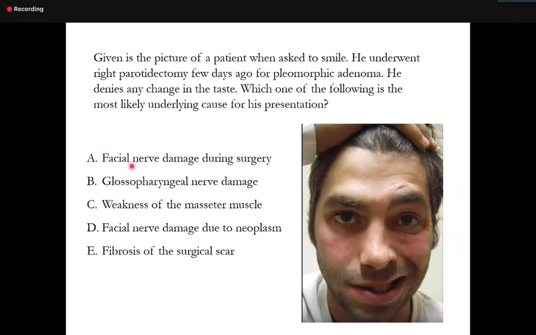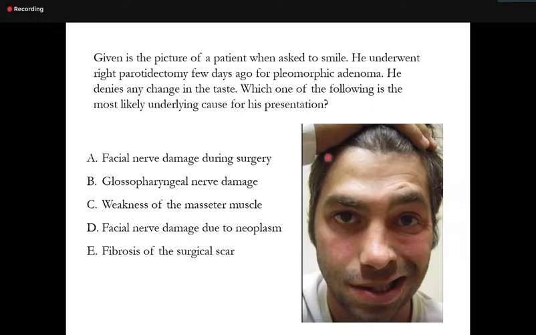Now, there are two plausible causes. One is facial nerve damage during surgery, and the second is facial nerve damage due to a neoplasm. Because it is facial palsy, there is loss of function of the muscles of facial expression. And because the loss is involving the forehead, is it an upper motor neuron lesion or lower motor neuron lesion? It is a lower motor neuron lesion. Very good. Because in upper motor neuron lesions, the forehead is spared because of dual supply. So it is a lower motor neuron lesion.